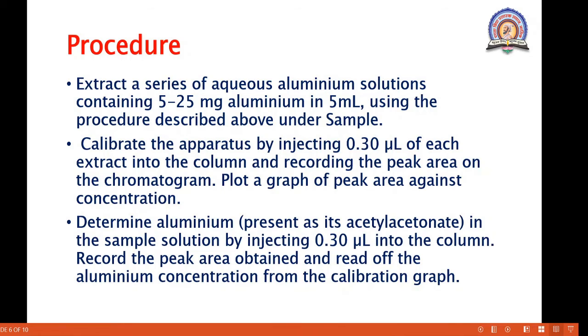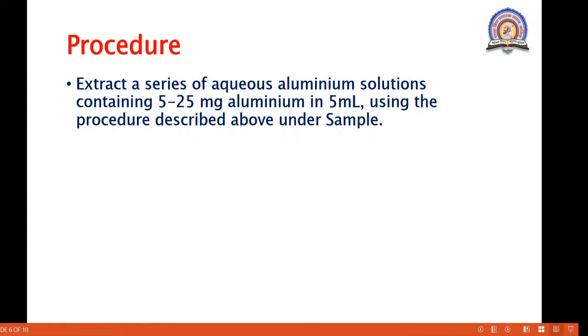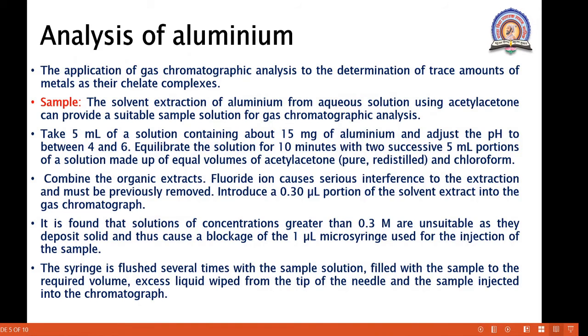Then after that, the determination of aluminium present as its acetyl acetone complex in the sample solution is done by injecting 0.30 microliter into the column. Record the peak area obtained and read off the aluminium concentration from the calibration graph. Okay, in this way we can find out how much aluminium is present. So this is about the analysis of aluminium.